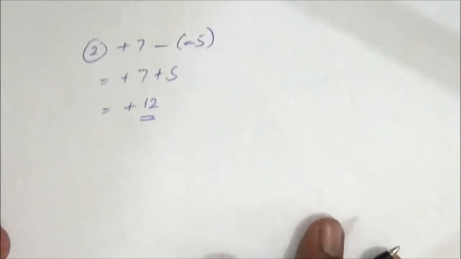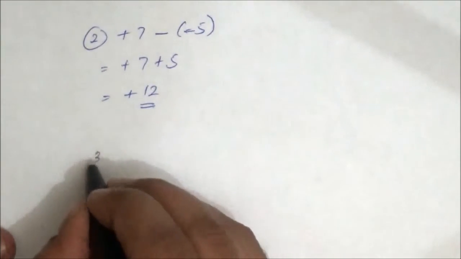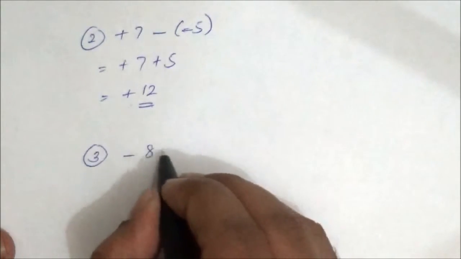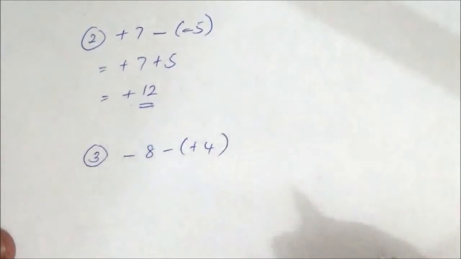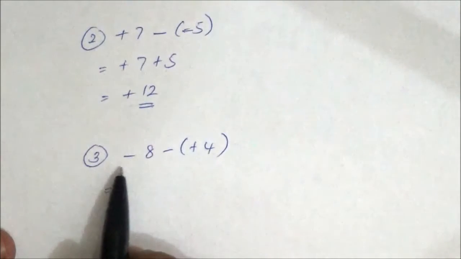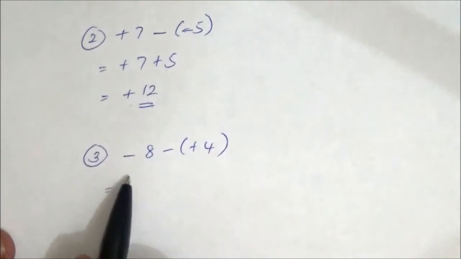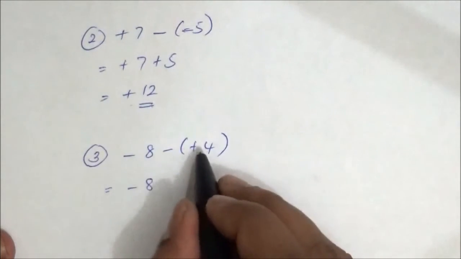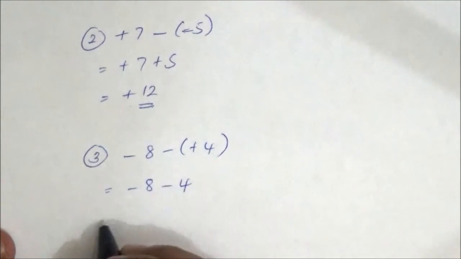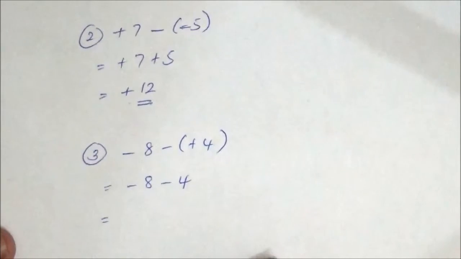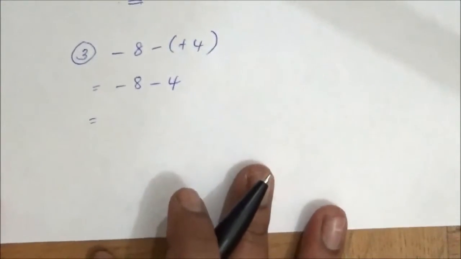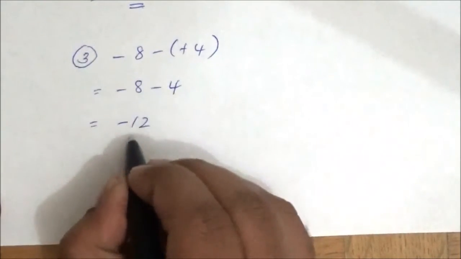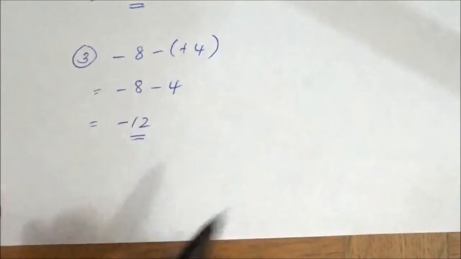And then another sum, the third one. Now minus 8 minus and then plus 4. Now the front number is negative. Earlier the front was positive. So minus 8. Minus and plus mean minus 4. Both are in the same family, the same group, so I can add them. Minus 8 and minus 4 mean minus 12.